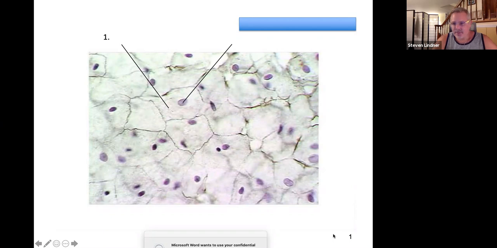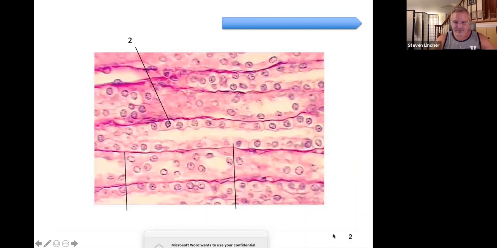Give you a second, you'd look at it, you'd say it's flat, irregular shaped, simple squamous epithelium. Say the whole thing, simple squamous epithelium, not just simple squamous. What type of tissue? Okay, you have to look at it, find the lumen, look at the shape of the cell, how many layers, right? Those are the questions. What type of epithelium?